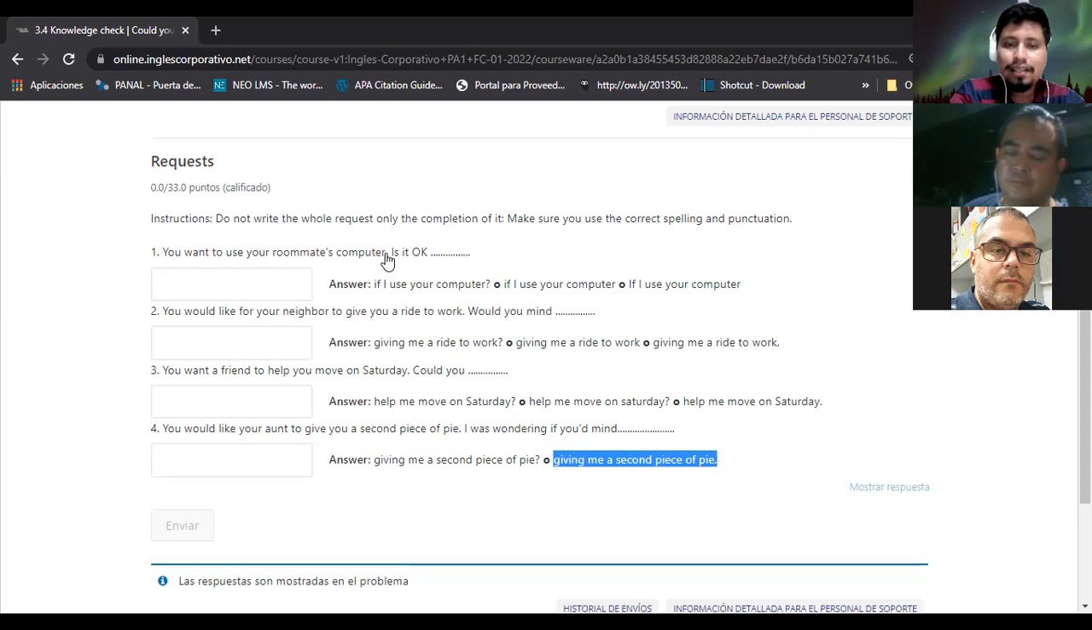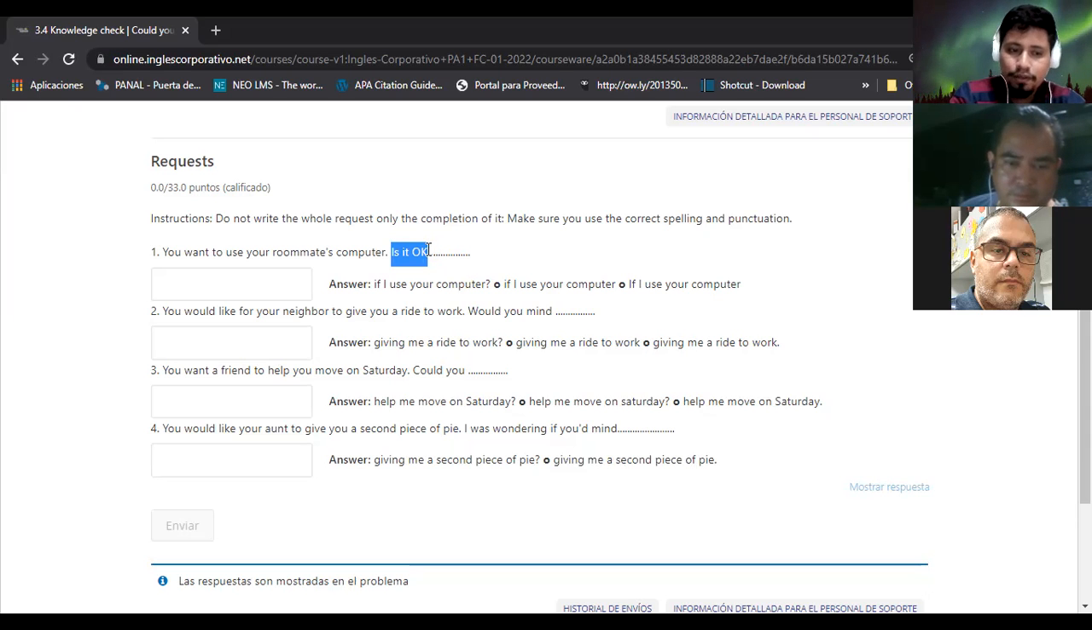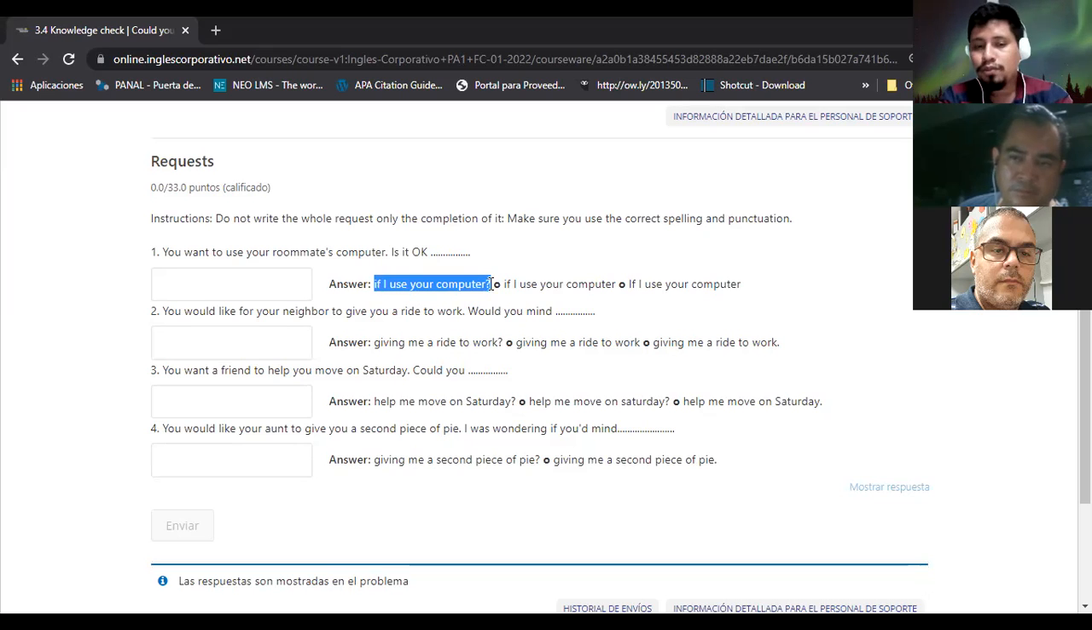Si ustedes ven aquí en este ejercicio, it is okay, se supone que cuando vamos a iniciar una oración con este tipo de expresión, vamos a tener un if clause, ¿ok? Un if clause es una forma de unir dos oraciones para darle un solo sentido. Es como decir, está bien si yo uso tu computadora. El si yo uso es el if clause que estamos utilizando para unir esas dos oraciones.